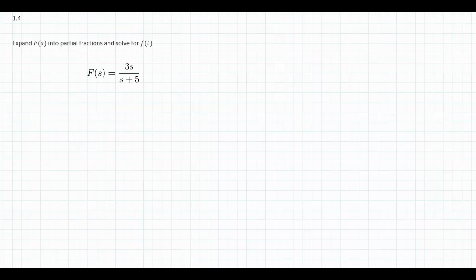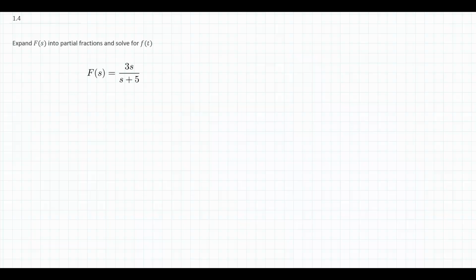In this case though, the degree of the numerator is 1 and the degree of the denominator is 1, and we only have one term in the denominator, so we can't use a partial fraction expansion for this. We're going to want to do something different here. But when the degree of the numerator and the denominator are equal, and in this case they're both 1, one thing we can try is simply doing polynomial division to separate this into two terms.